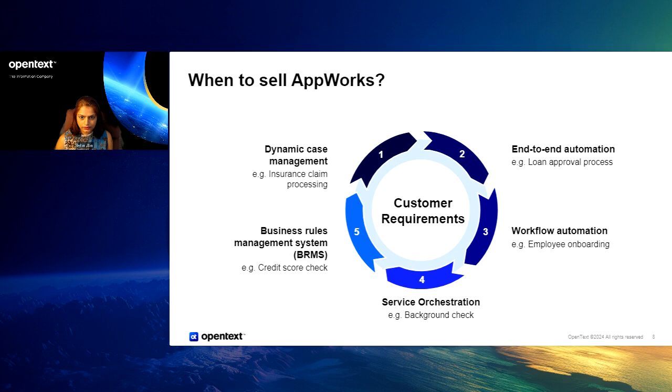Service orchestration combines multiple automated tasks to deliver a seamless service. For instance, the background check process integrates various automated steps efficiently. Lastly, a business rules management system automates tasks based on predefined business rules. A typical example is the process of checking credit scores.